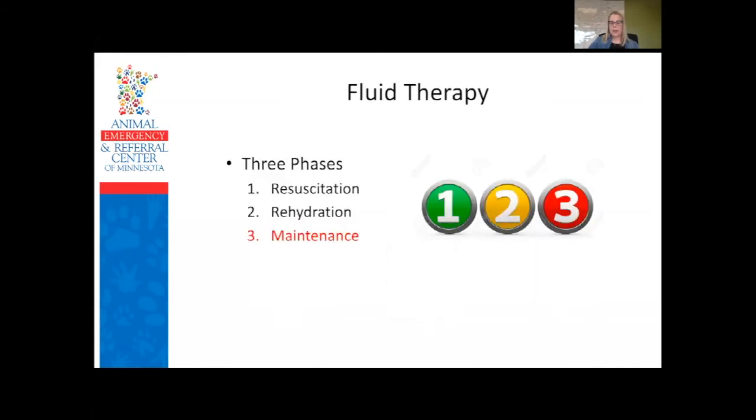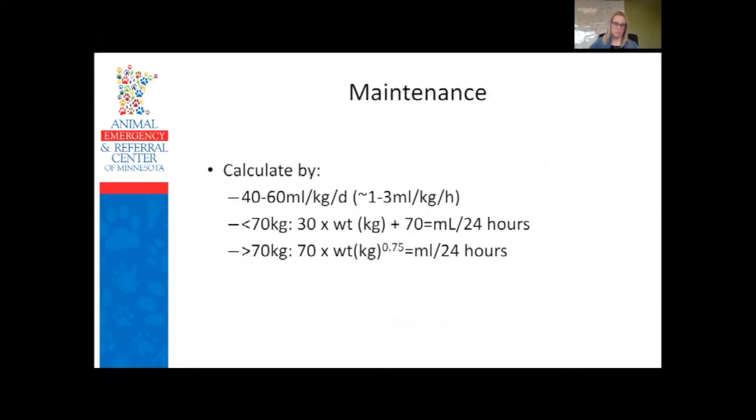While you're rehydrating your patient, and then after you're done rehydrating your patient, you also need to account for the maintenance fluids that the patient needs. So these two steps kind of go hand in hand, and then maintenance is a separate category on its own after the patient is rehydrated.